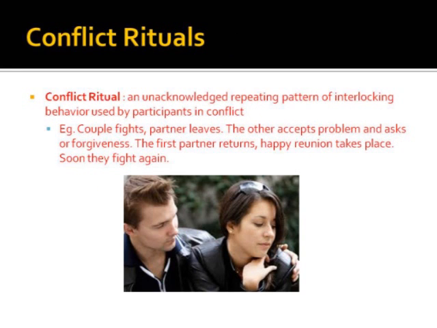Conflict rituals. What is a conflict ritual? It is an unacknowledged repeating pattern of interlocking behavior used by participants in conflict. For example, a couple fights, a partner sleeps, the other accepts the problem and asks for forgiveness. The first partner returns. A happy reunion takes place. Soon, they fight again.